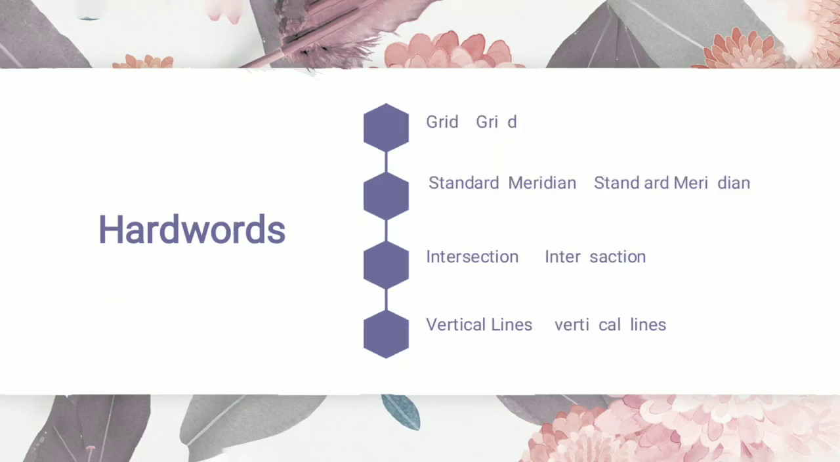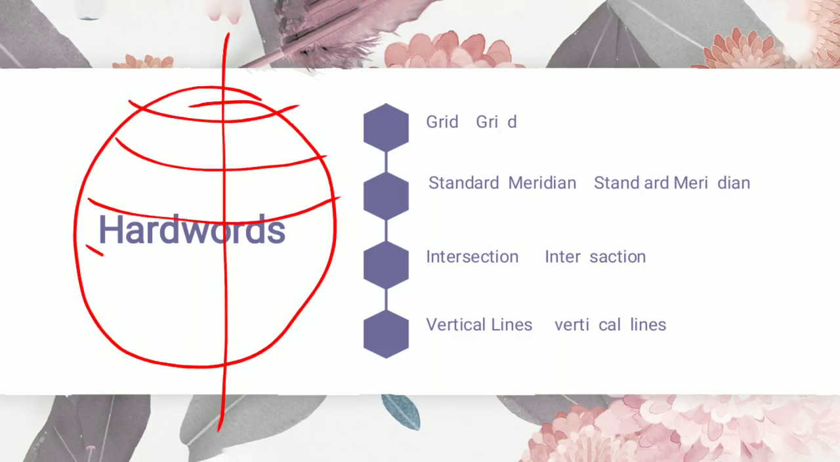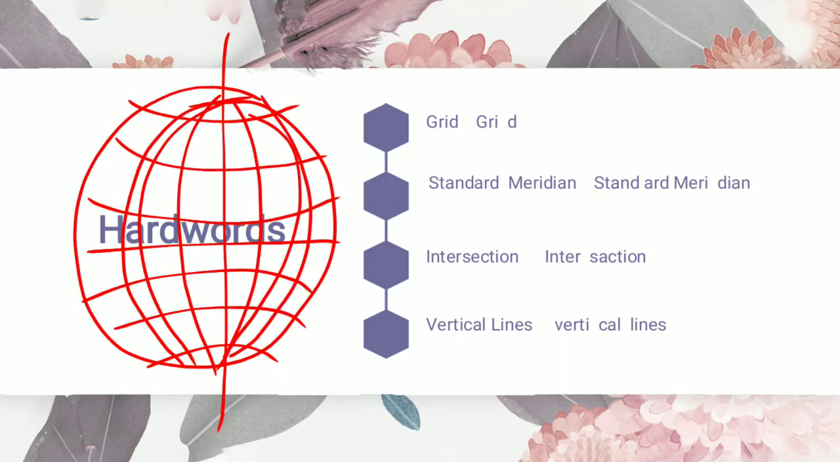Next word is grid. You might have seen a globe somewhere, and on it there are many lines drawn, right? You might have seen these kinds of lines. These lines form a grid. It means a kind of net of imaginary lines.